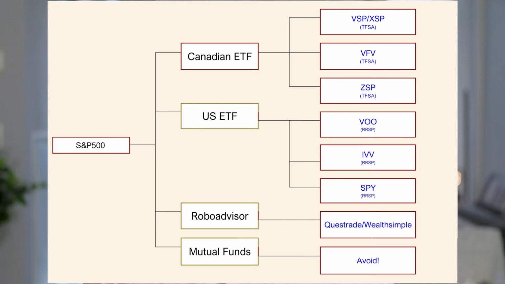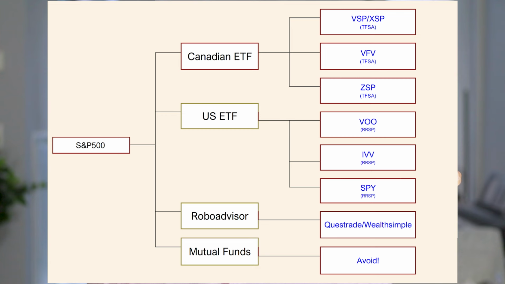There are 4 ways to invest in the S&P 500. I'll talk about 2 of them here. You can do robo-advisors like Wealthsimple. I show you how to invest in robo-advisors in a separate video series here. There are mutual funds, which I've never recommended on this channel, and I never would recommend because of the high fees. And then there are US ETFs and Canadian ETFs, which is what this video is mainly about.